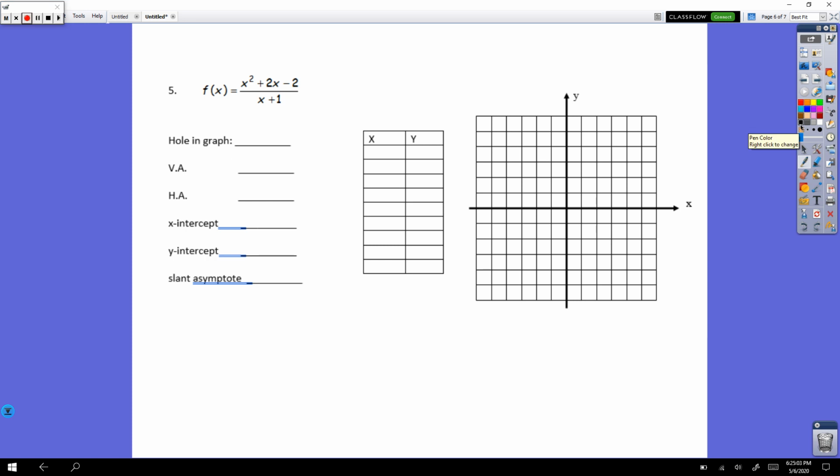trying to factor, right? That's always step one. So I look at the numerator there, factors of -2 that add up to 2. There aren't any, so this thing doesn't factor, meaning nothing can cancel out of it. So there are no holes in this graph.